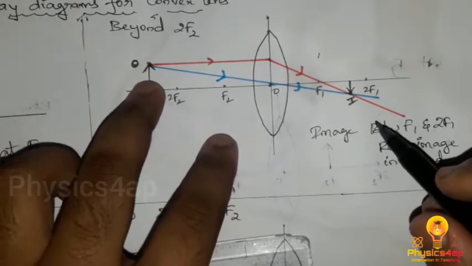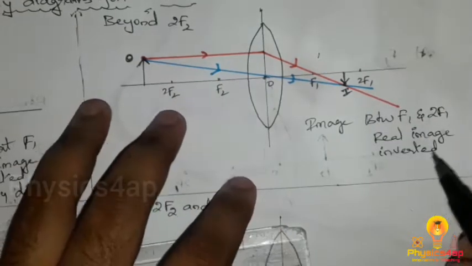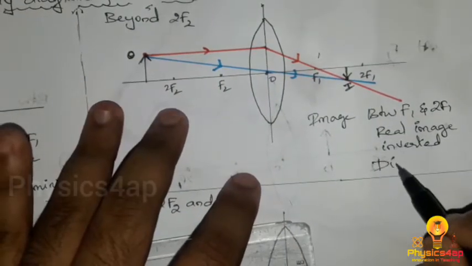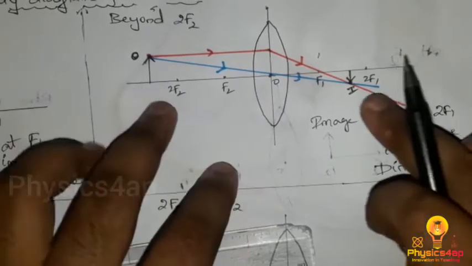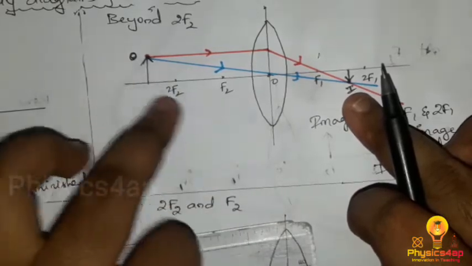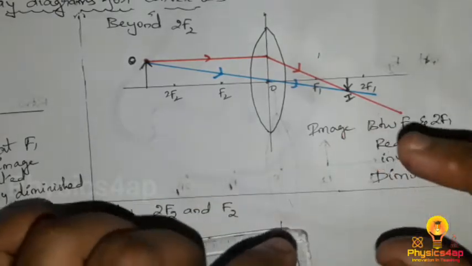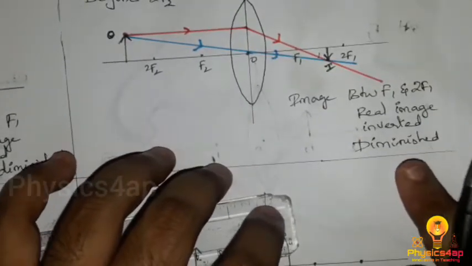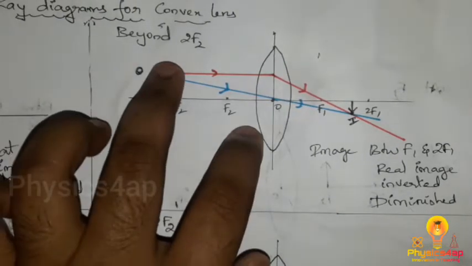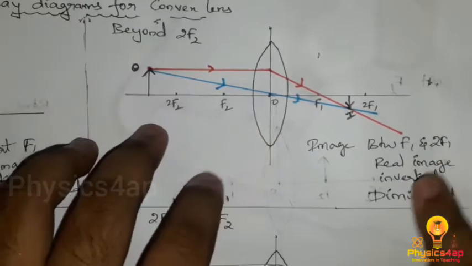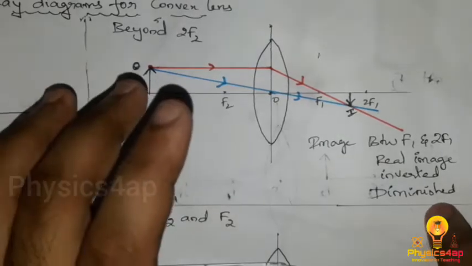See, the arrow mark is up over here, but when it comes to the image part, the arrow mark is down, that means it gets reversed, and the size is diminished. Diminished is a little bit small size when compared to here. So see the comparison of the height over here. Both are different, as the image which we are getting here is small. That is what we call diminished. Now is it clear? When the object is placed beyond 2f2, we get the image between f1 and 2f1. So the characteristics are real image, inverted, and also diminished.